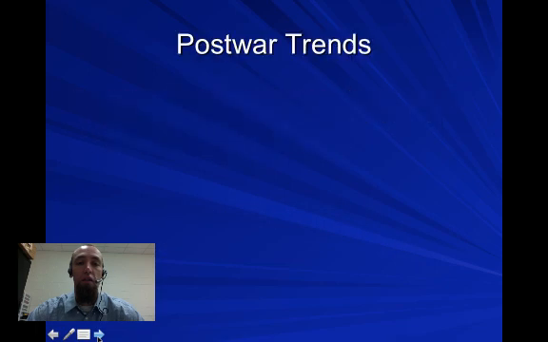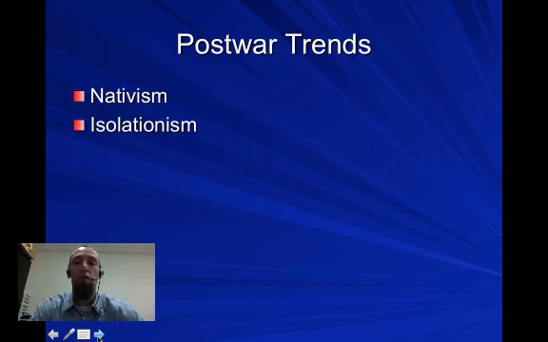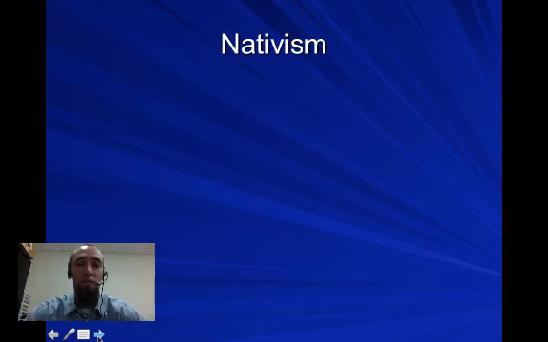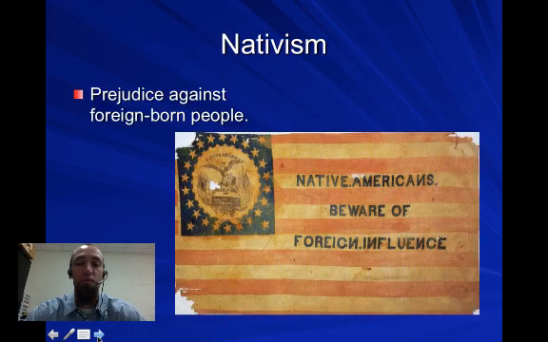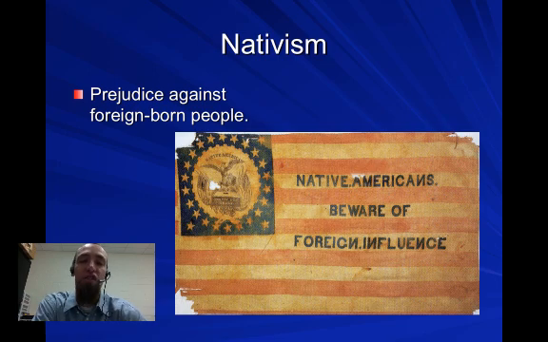Alright, so we are going to focus on two post-war trends in the United States, nativism and isolationism. Nativism is something that we've discussed since the 1840s. This is actually a flag from the 1840s that was for the Know Nothing Party. It's just a prejudice against foreign-born people. And remember, the Know Nothing or American Party was a secretive organization, but they were very opposed to immigration.